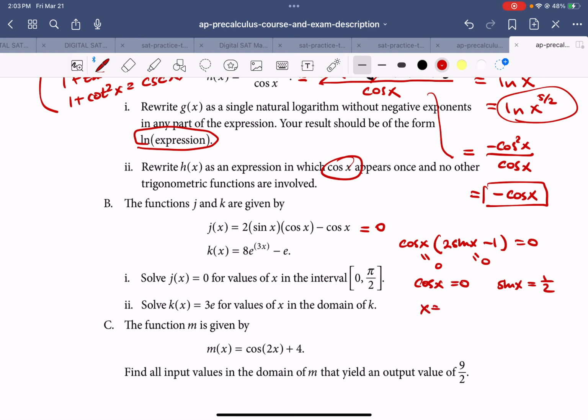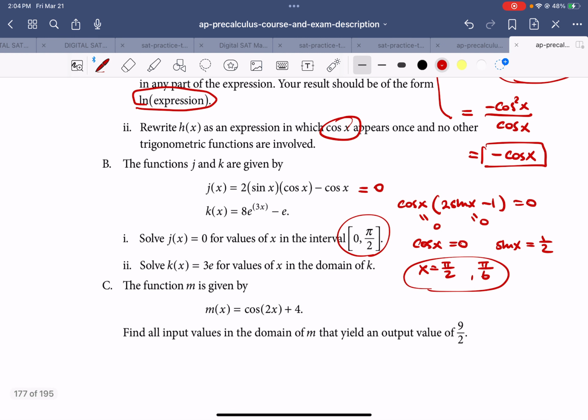So cosine x is 0, that means pi over 2, which is included, so that's okay. And sine x is 1/2, so that's a 60. No, so 30 degrees, so pi over 6, right? And then it's only quadrant 1, so only those two. So those are your final answers for I.